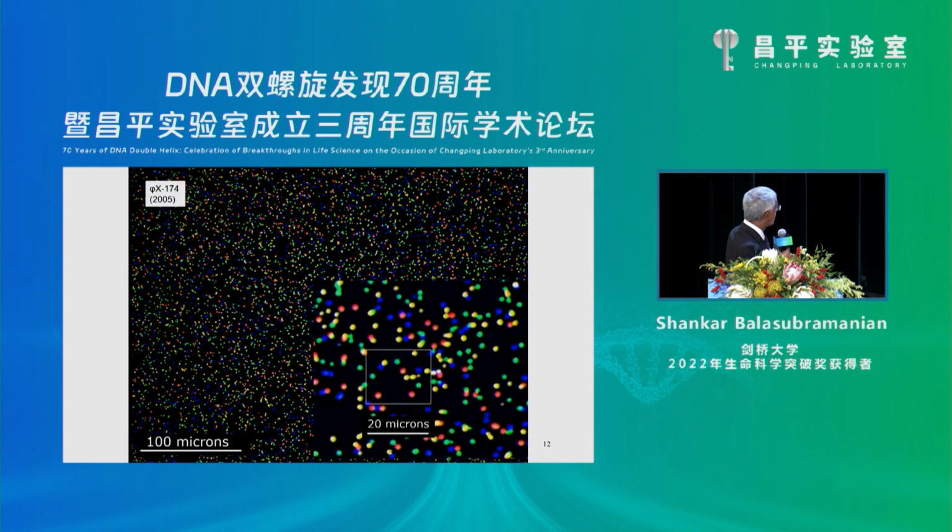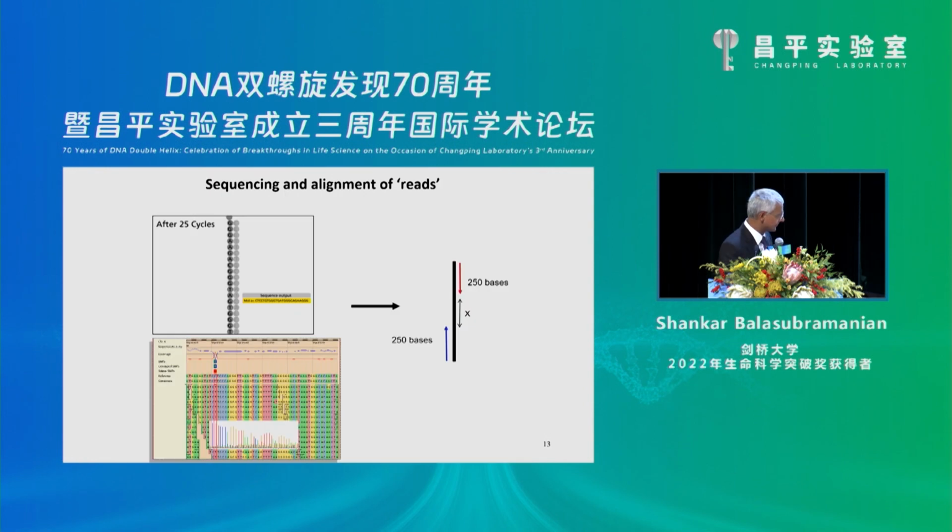So this was the first small genome sequenced using this approach, and this is the genome of bacteriophage φX174, which was also in Fred Sanger's famous paper in PNAS. This was the genome that he sequenced, and you can see here each of these spots is a cluster of molecules, and the color signifies the identity of the base in that step.